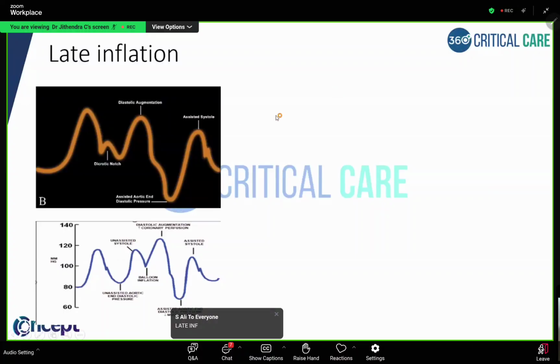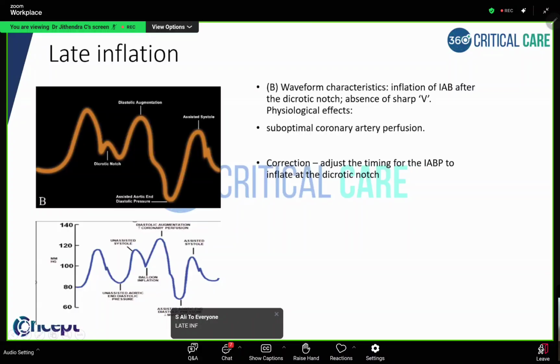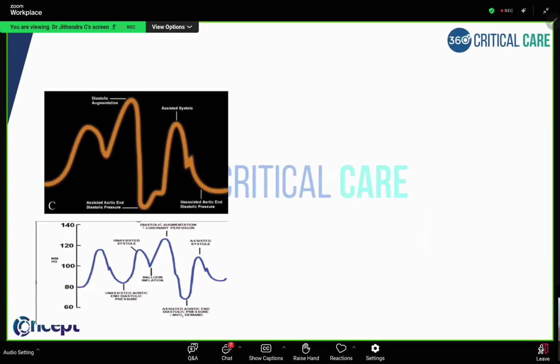So what do you see because of that? You don't get the sharp V, correct? You're supposed to get a sharp V at the dicrotic notch, but here you're getting it a little late and it is not that sharp either. I told you the importance of diastolic augmentation: it leads to coronary perfusion. Because the diastolic augmentation is less than the unassisted systolic pressure, the coronary perfusion will be very, very less. So how do you fix it? Again adjust the timing. Ask the balloon to inflate a little early. That is what you will be doing. So next, anybody wants to take this?